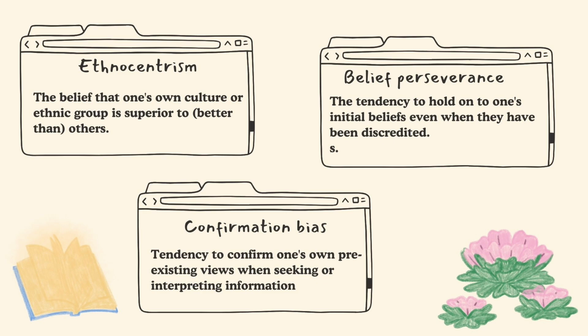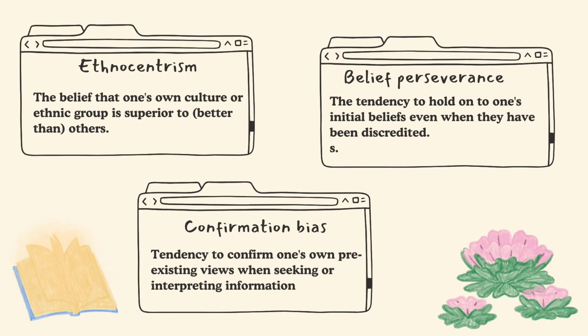The first one, ethnocentrism, is the belief that one's own culture or ethnic group is superior or better than others. For example, in certain cultures or beliefs, they believe that their culture is better than others, so they start a war toward them. For example, during World War II, in Germany, they started a war toward Jewish people. It's because they think that their group is way better than Jewish people, so they kill them, which is bad.